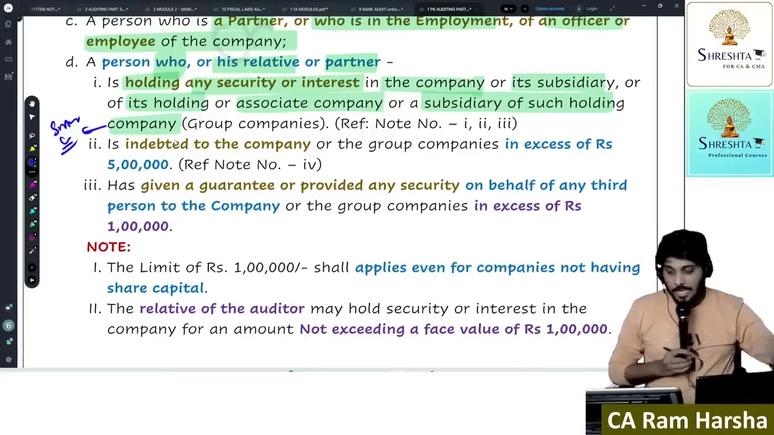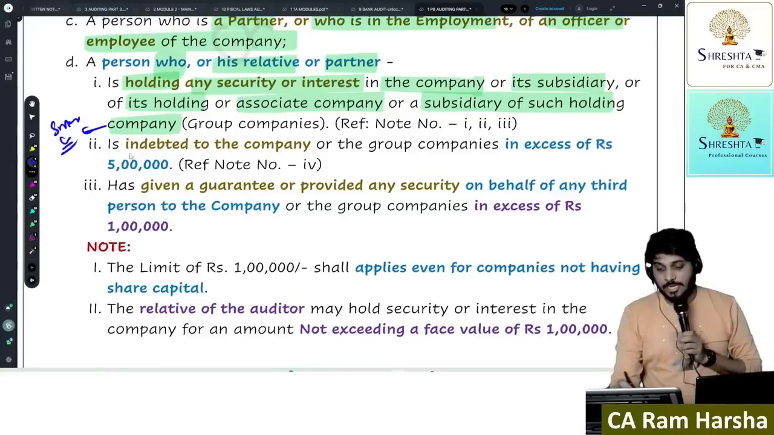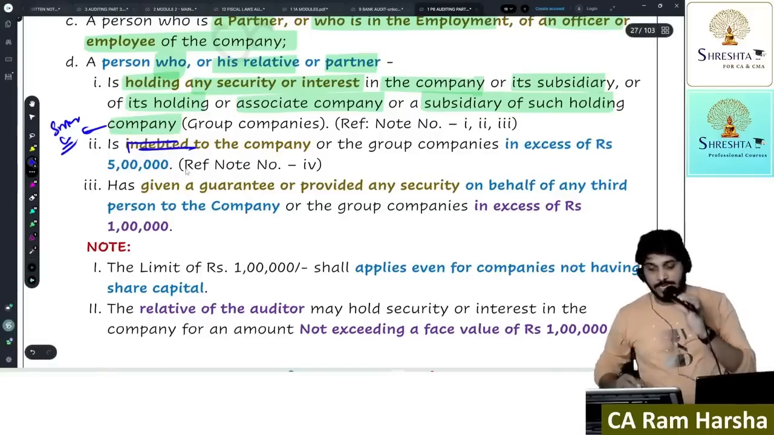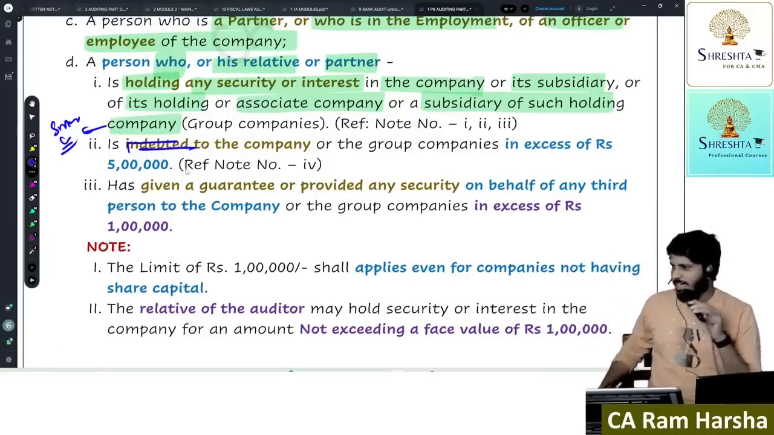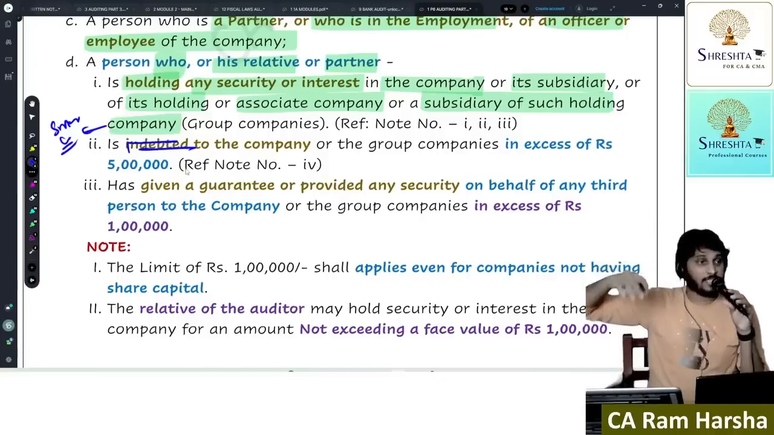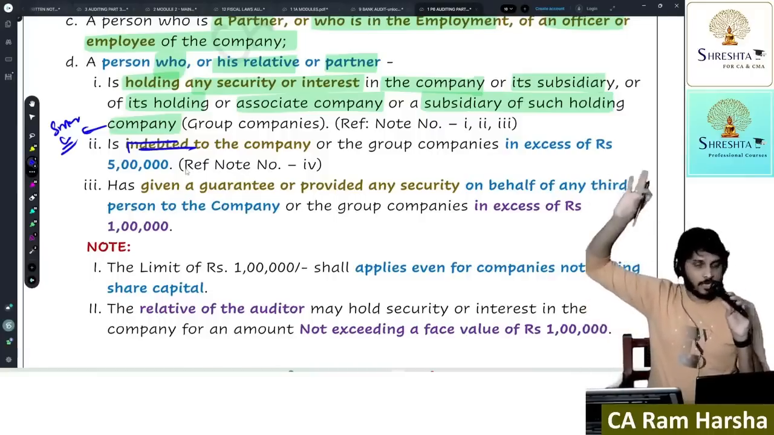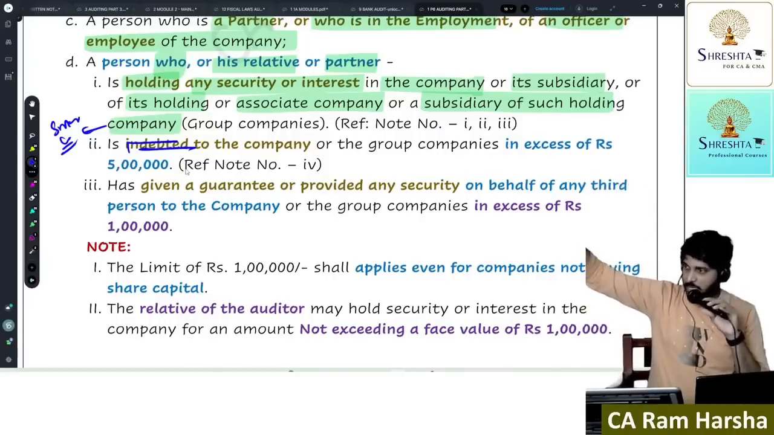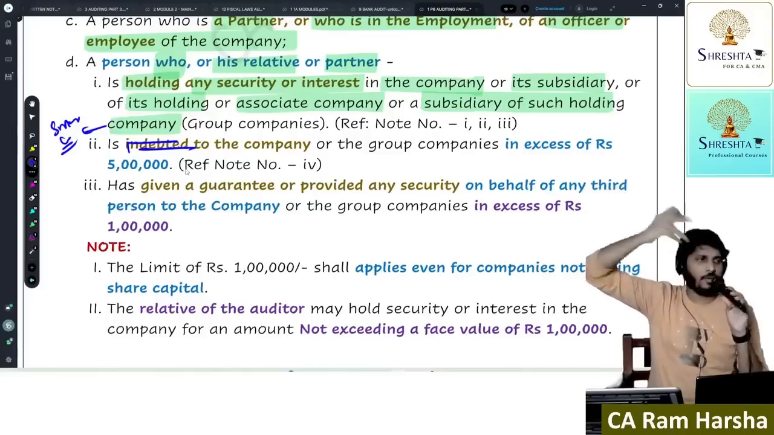Understood or not? Same way, if the auditor is indebted, by the way, before that, now if you have security or interest, right? Security means what? There are so many: equity shares, preference shares, bonds, debentures, mutual funds, derivatives, so many were there.